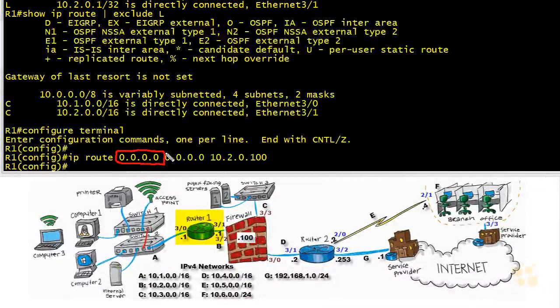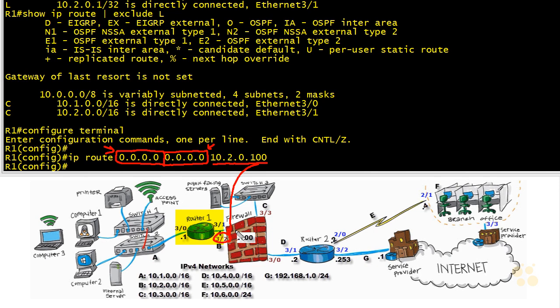These are dotted decimal. There's the mask as 4 zeros. And again, that's the special code for default route. And the next hop is 10.2.0.100, which is this interface on the firewall right here.